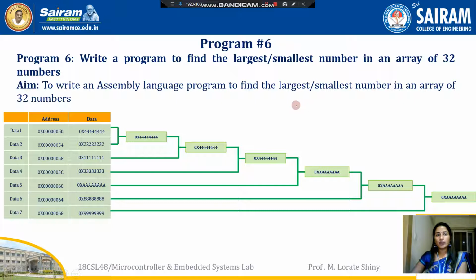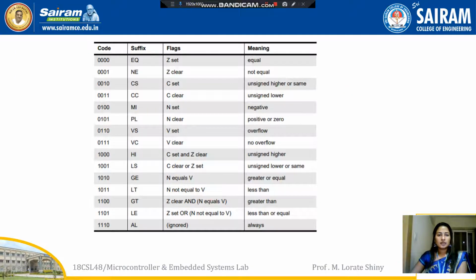To find the smallest number, first I will compare data 1 and data 2. The smallest number I will keep aside. Next I will compare this smallest data and data 3. The smallest number I will keep aside, and in the next comparison I will compare the smallest number with the next data. Like that I can find the smallest or largest number. So this is the table for setting the flag with these conditions. We move to the program.